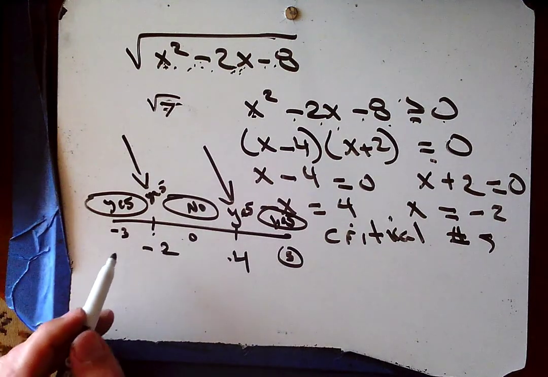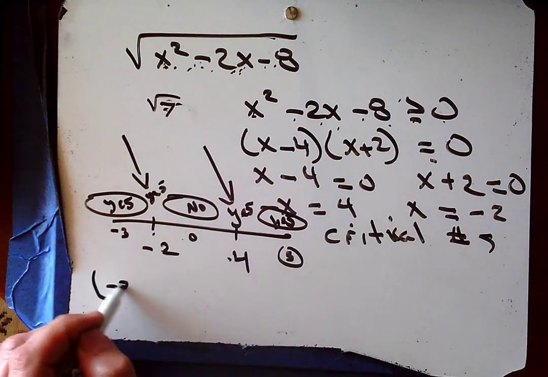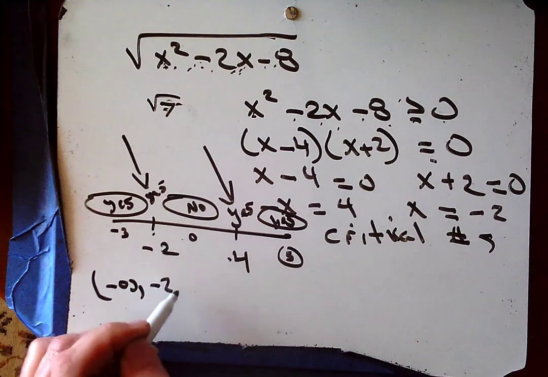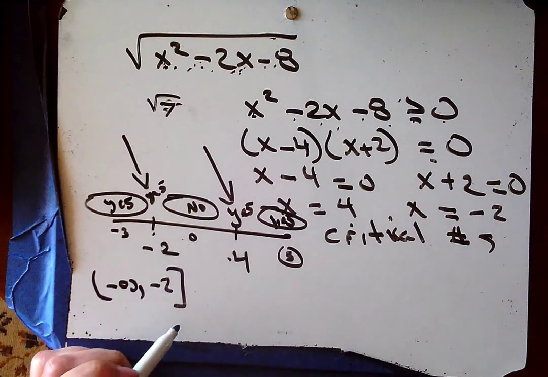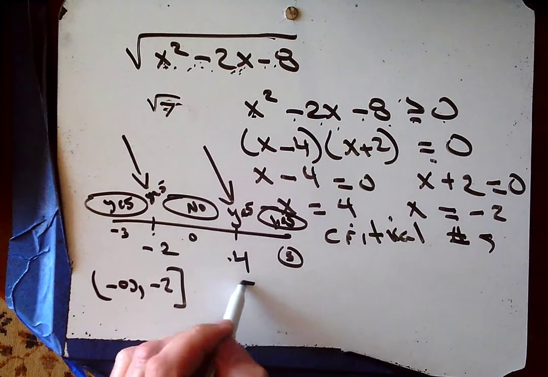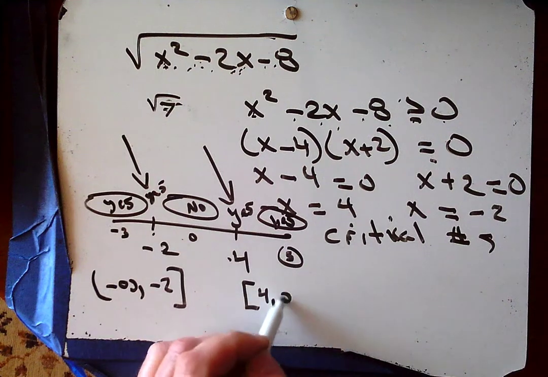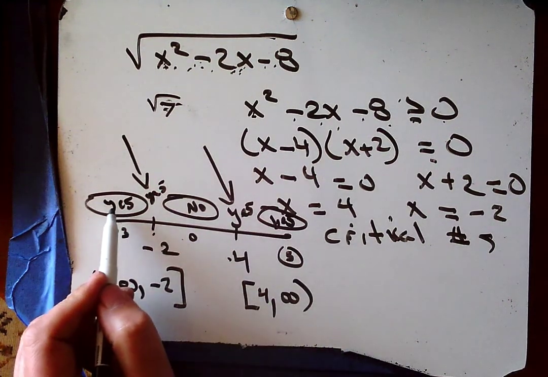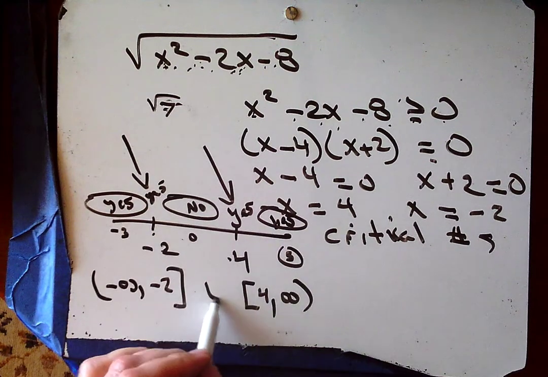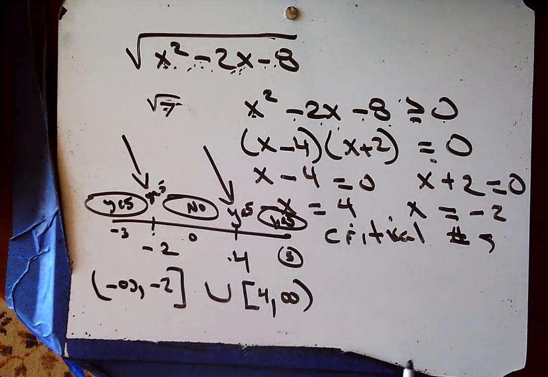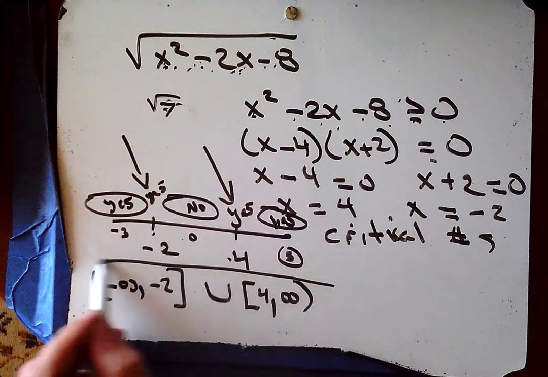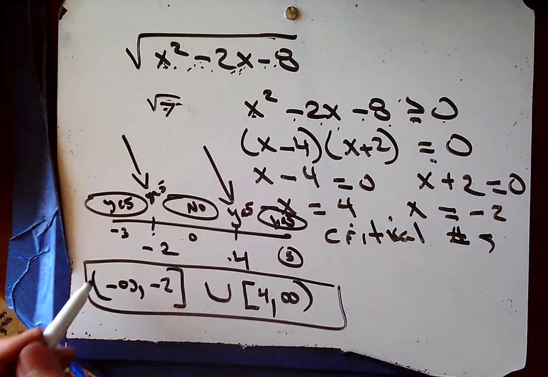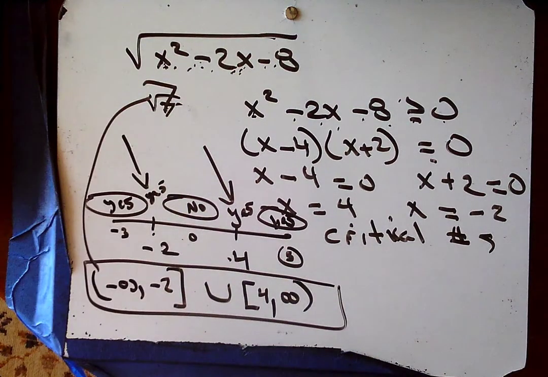So I actually see these numbers work. Don't forget the bracket on -2. And because 4 works, it gets a bracket, and then I go forever. It can be these numbers, or it can be these numbers. So let's use a little union symbol. That's my domain for this.